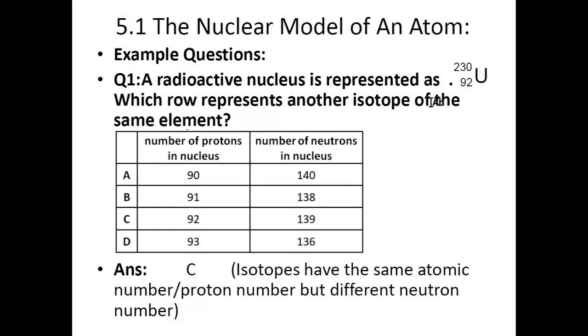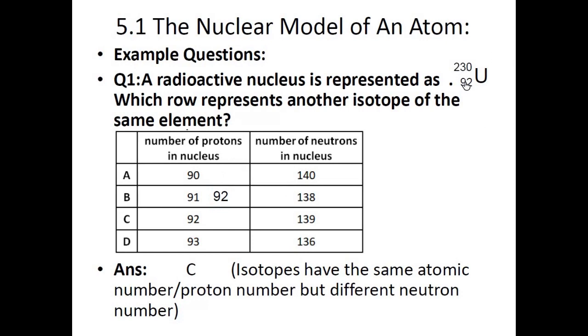Now the first thing you need to know is that all isotopes have the same proton number, or the same atomic number. So that means this row, and this row, automatically get cancelled. That means only C can be our answer. But if, for example, there was another 92, then how would you find the correct answer? Like, instead of 91, this was also 92. Then what would you do?